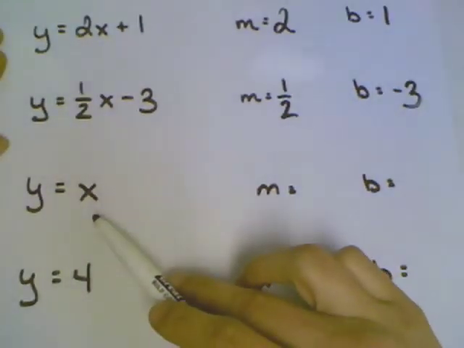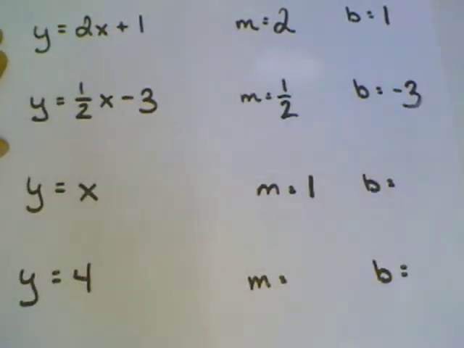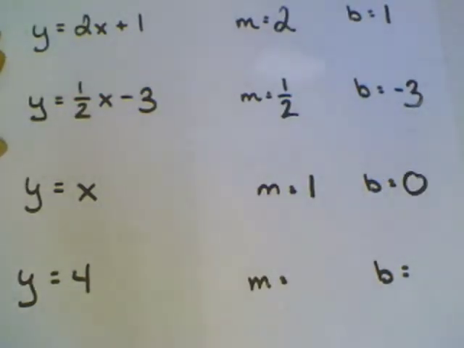This one's a little trickier. What is the number that's in front of x? 1. Okay, if there's not a number there, think of it as 1 times x. What is the number being added or subtracted at the end? Nothing, so the y-intercept here is 0.